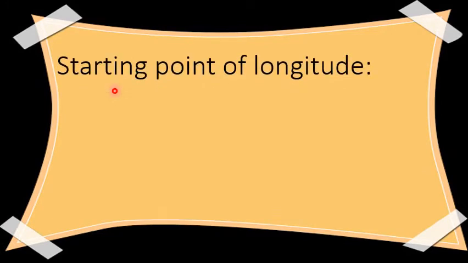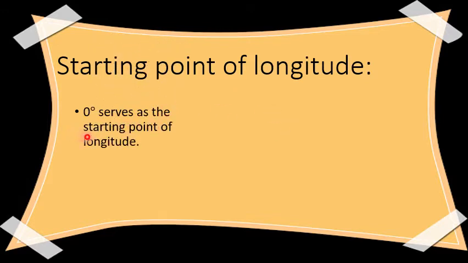Let's learn about the starting point of longitude. 0 degree serves as the starting point of longitude. On the previous slide, you have been taught that the prime meridian is at 0 degree. So we can also say that the starting point of longitude is the prime meridian, because the prime meridian is also at 0 degree.